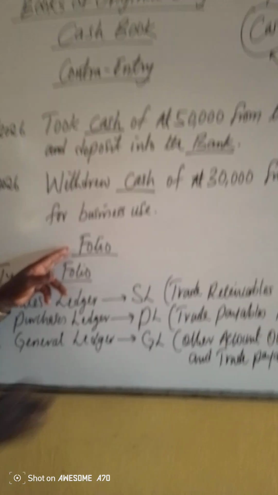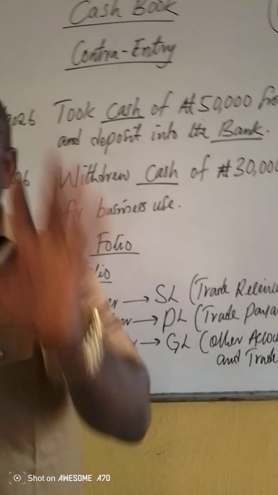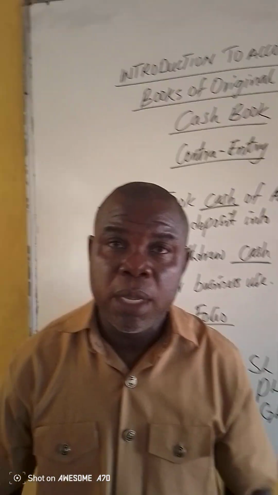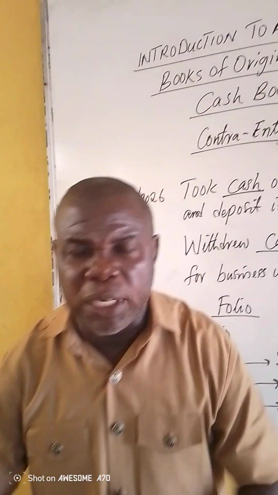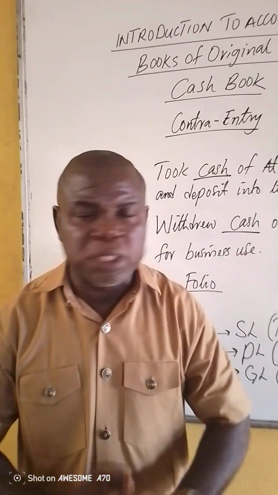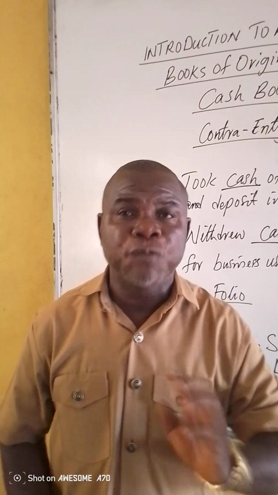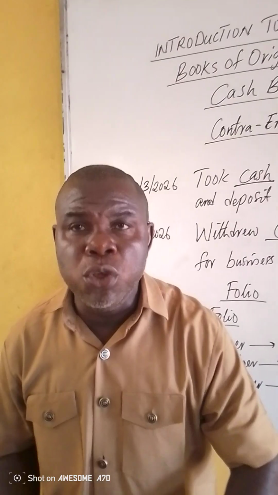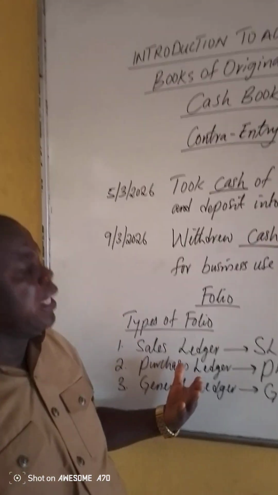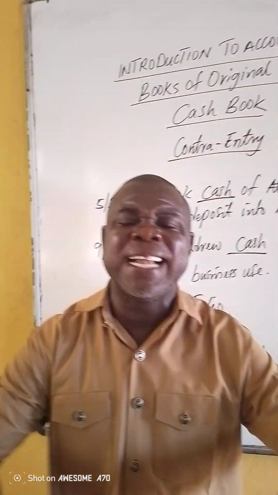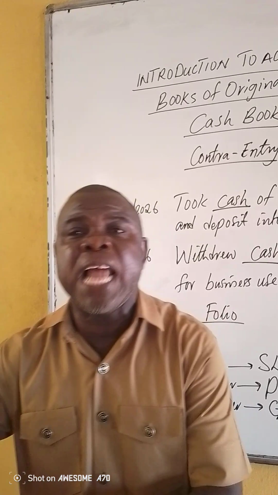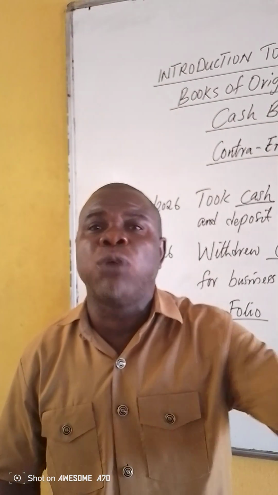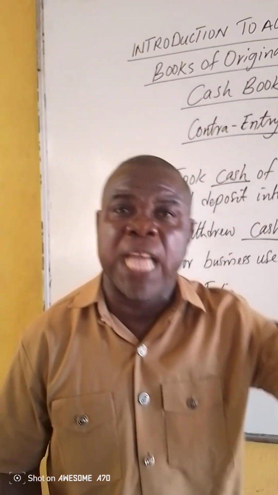In the three-column cash book, I want to clarify before we start solving the full question, what is called folio. What is folio? Most learners don't understand how to use folio. Folio is very simple. Folio is not an entry, but it's a guide. A guide is a serial order of how ledger accounts are used.